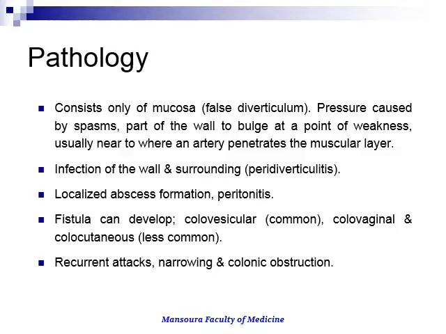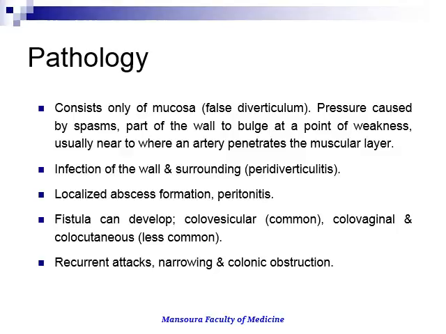So as I told you, the intraluminal pressure inside the colon, whatever the cause, whether caused by spasm, by constipation, or by hard fecal matter, pushes part of the mucosa to the outside. And it usually comes at the point of weakness, which is usually near the penetration of the arteries to the muscular layer of the colon.